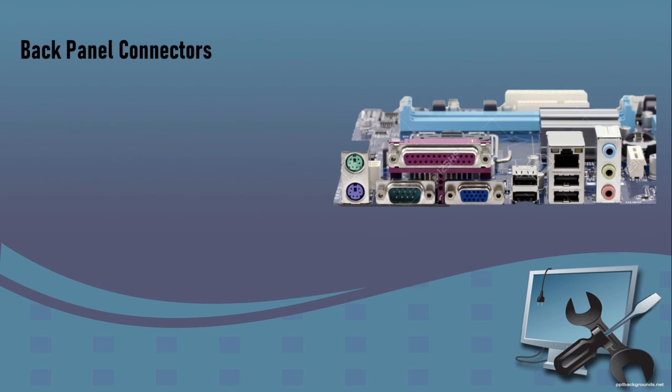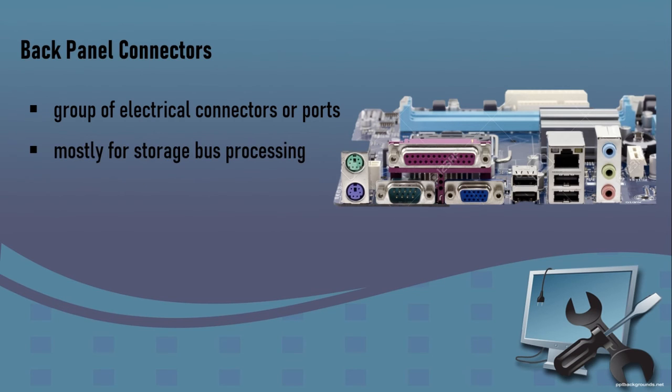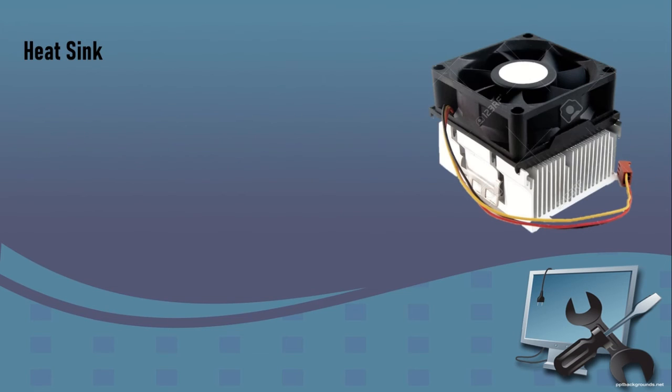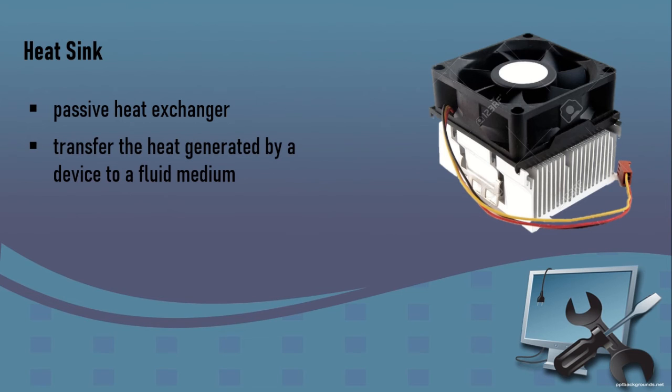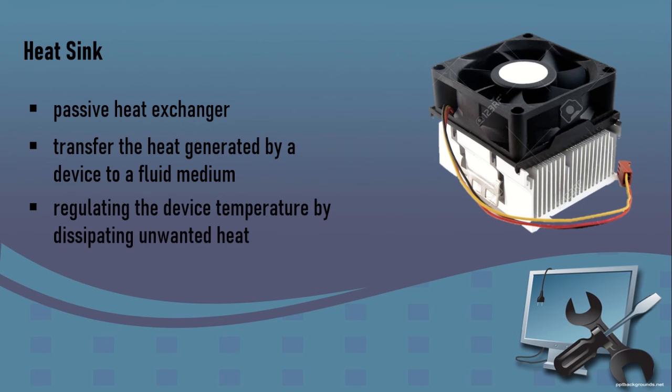A backplane system is a group of electrical connectors in parallel with each other, so that each pin of each connector is linked to the same relative pin of all the other connectors, forming a computer bus. A backplane uses plug-in cards for storage and processing. A heatsink is a passive heat exchanger that transfers the heat generated by an electronic or a mechanical device to a fluid medium, often air or a liquid coolant, where it is dissipated away from the device, thereby allowing regulation of the device's temperature.